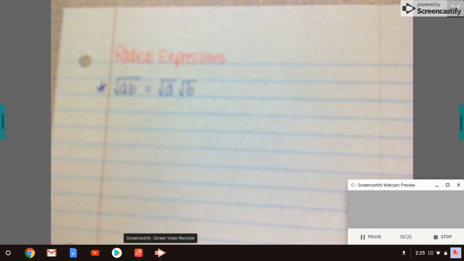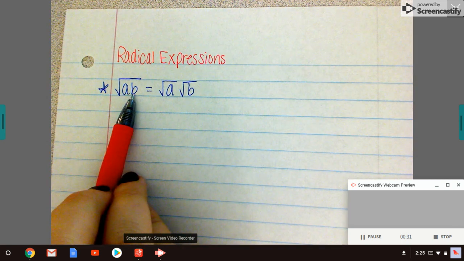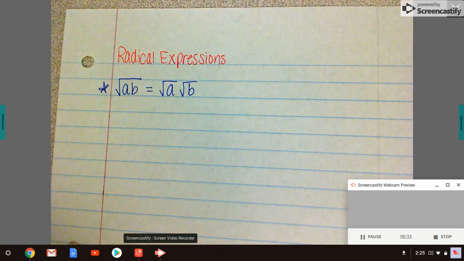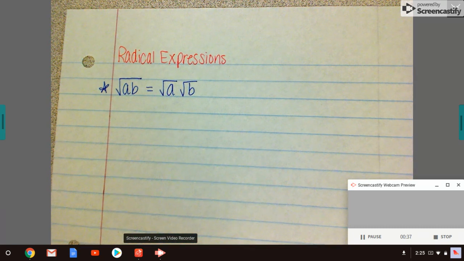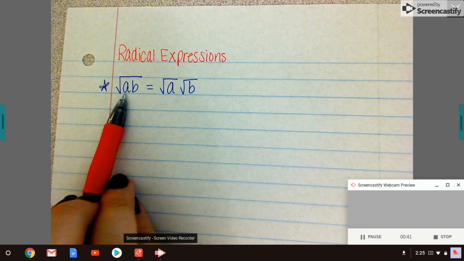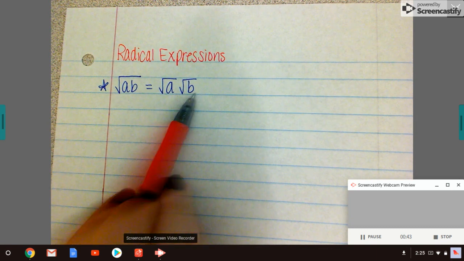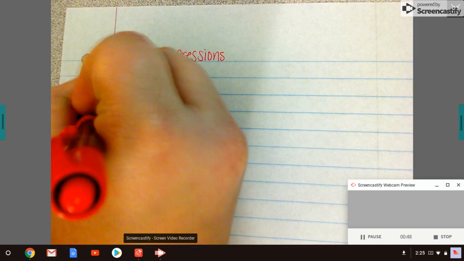So here's our first law of radical expressions. If you have a few things underneath the square root that are being multiplied, then you can distribute the square root into each of the terms. So let's use that rule, and I'll start off with something that can be factored. We'll factor it into a and b, essentially, and be able to separate out those two. So here's our first example.